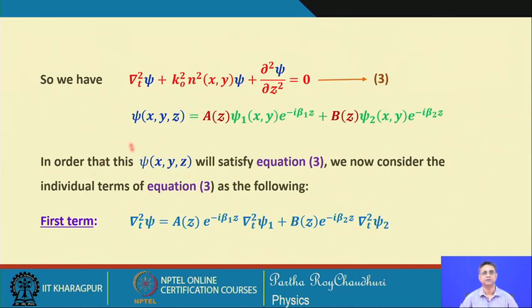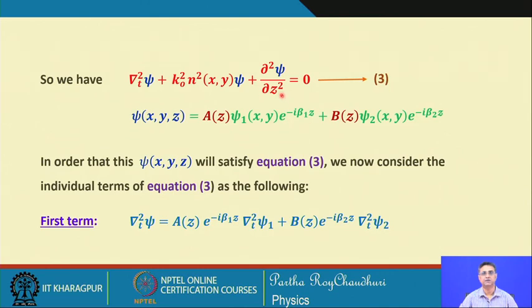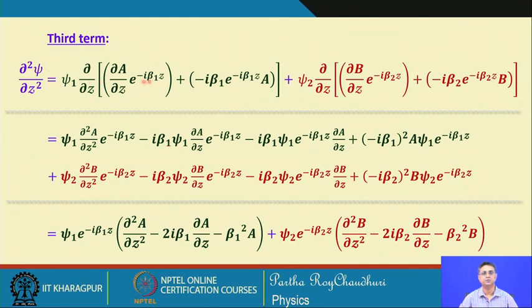So, the first term, that is del square of del t square of psi, we can write in this form because of this. And the third term, that is this one, del square psi by del t square, which is only z dependent. So, this will give you more number of terms, that is if I take psi del square psi del z square, then the first part will be because of the psi 1, and similarly this is because of the psi 2.